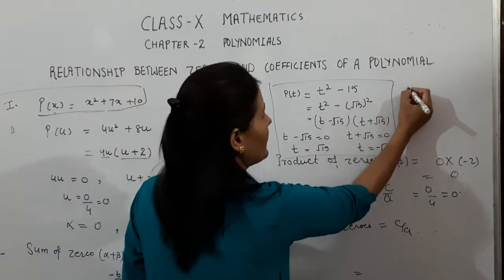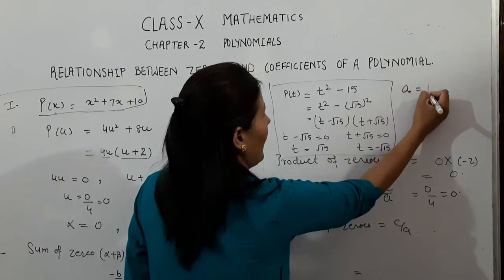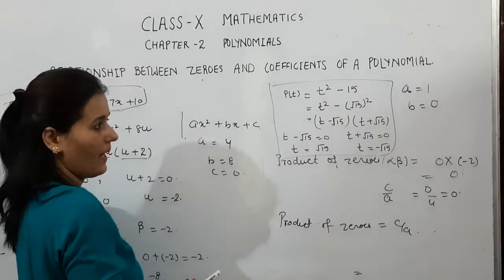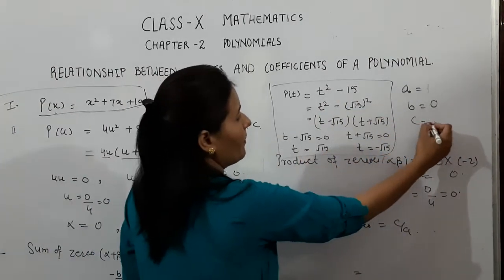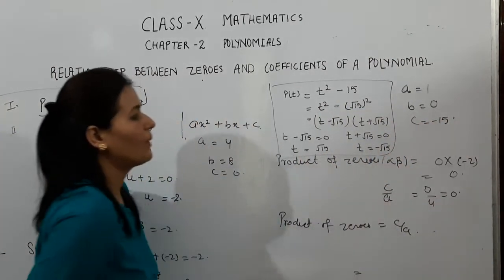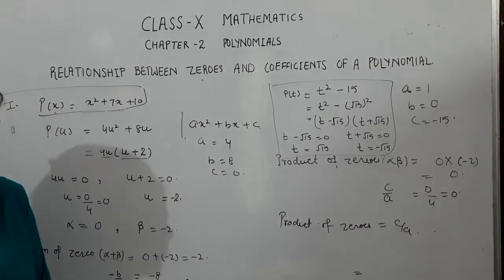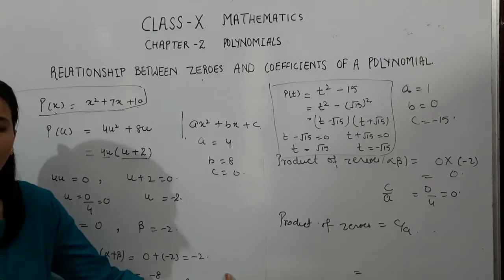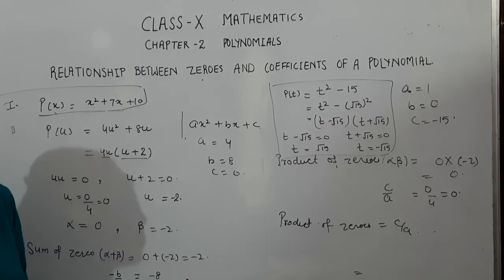What are your a, b and c? a is 1, b is 0, because the middle term we don't have. c is minus 15. So you can verify the relation, I think. So pause the video to note it down, and one small concept after this we will learn.